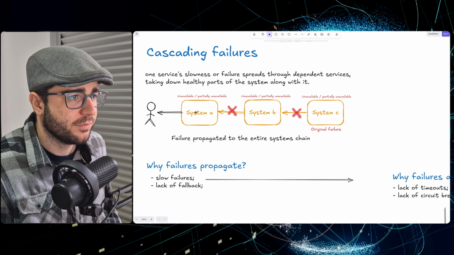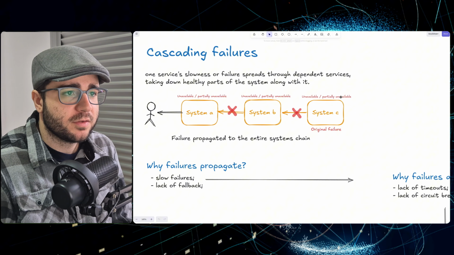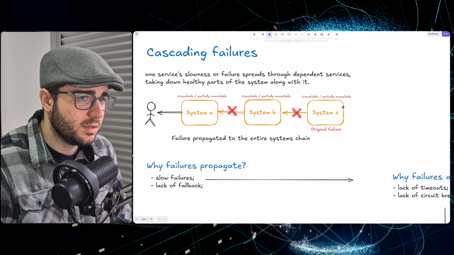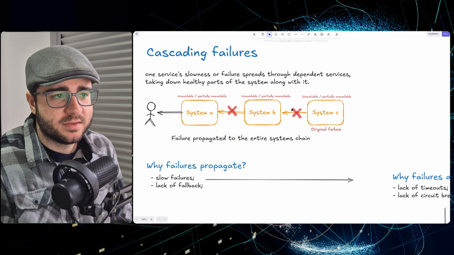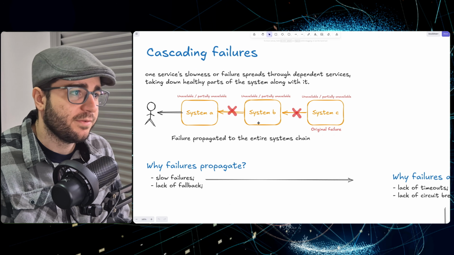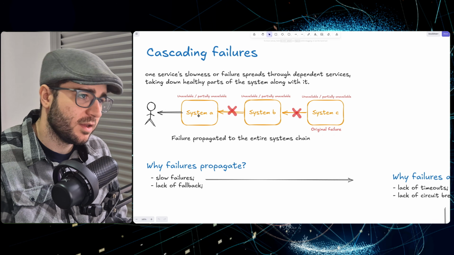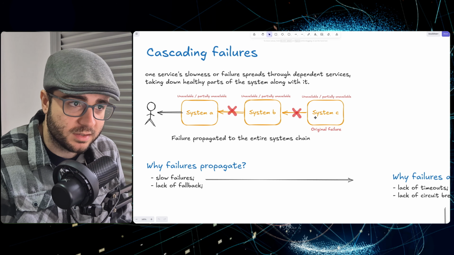So basically the idea of a cascading failure, here we have this diagram over here with three interconnected systems. It's when, for example, we have an unavailability in system C, and then this failure affects system B and affects system A, because system A relies on system B and system B relies on system C.